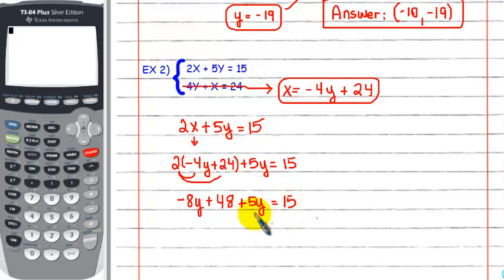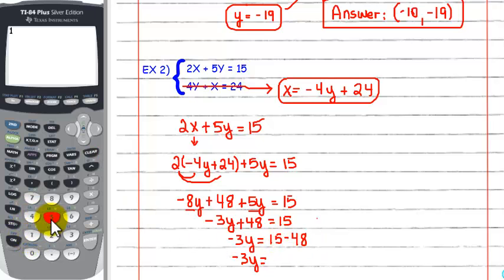There we go. Now let's combine negative 8 with positive 5y, so that will give us negative 3y. Going to bring down the 48 equals 15. Remember, our goal is to get the y alone, so we're going to send the 48 to the other side. So it'd be negative 3y equals 15 minus 48. And this would be negative 3y equals 15 minus 48.